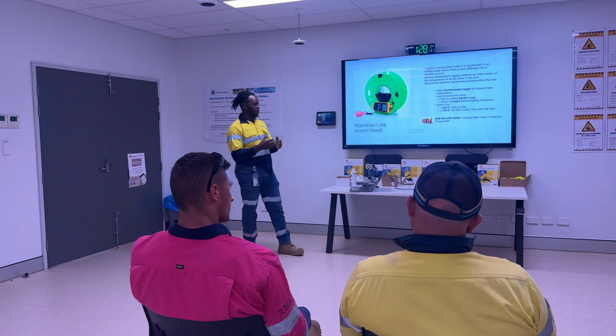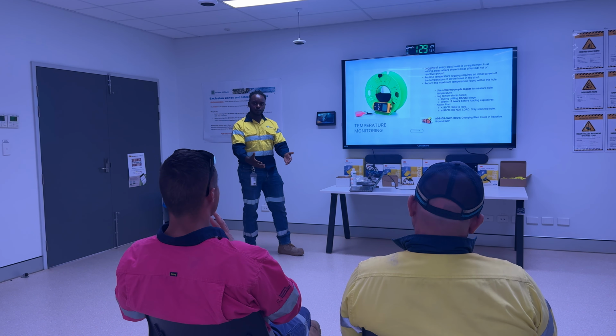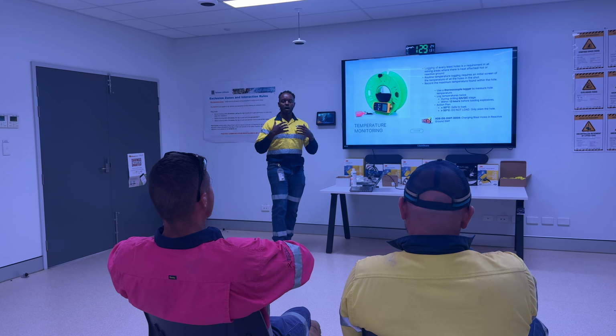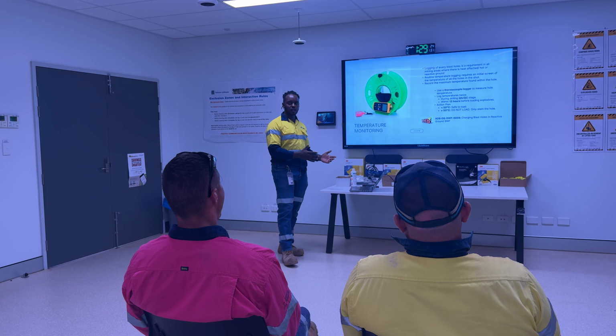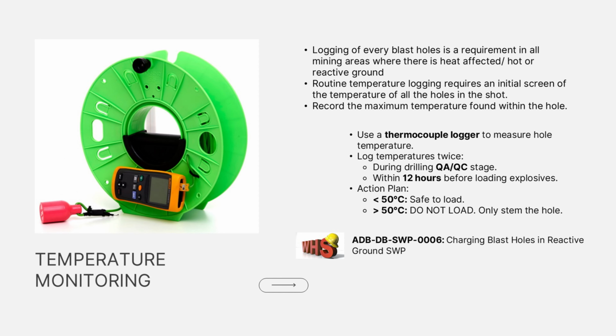And so now we understand how to identify reactive ground. So how do we mitigate it? We've identified a reactive ground, and the best way of managing or mitigating issues related to blasting with reactive ground is by temperature probing.